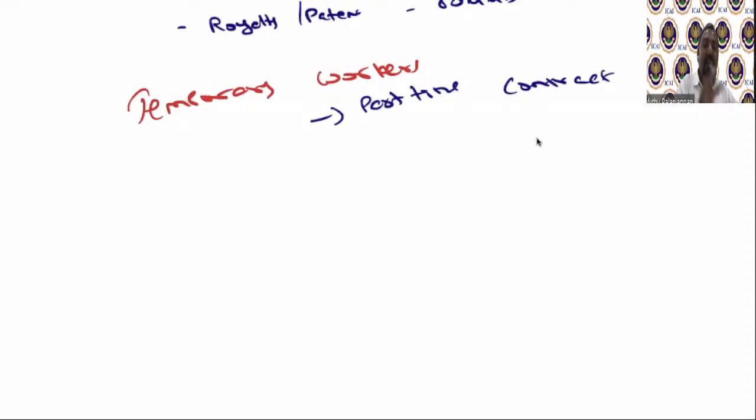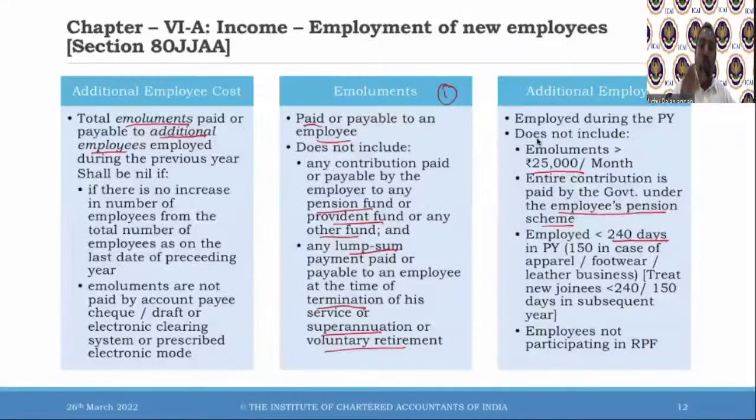This temporary worker concept applies to seasonal businesses. Let's take firecrackers as one of the examples. The production of firecrackers will be seasonal, so only during that period you will recruit employees, and you will ask them to leave after it is done. These are called temporary workers. To not provide benefit for recruiting such contract employees or temporary workers, the income tax department, through this section, says that additional employees refers to employees who have been recruited and work more than 240 days, typically more than 8 months, in that particular organization. But this 240 days is different for certain businesses like apparel, footwear, and leather business.